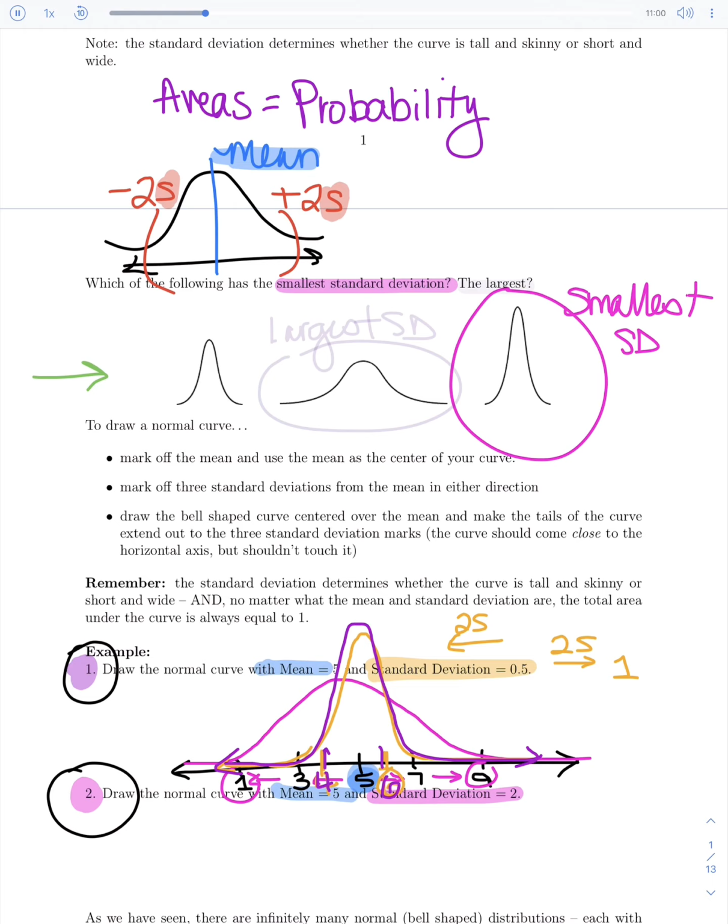Okay, what about the one with the largest standard deviation then? Well, the largest should, by comparison, be the shortest and flattest one, which should be the one in the middle, because then you have more space to fit your graph in. So this one's going to be the largest standard deviation.